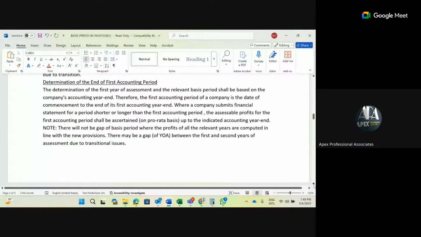Determination of the end of the first accounting period. The determination of the first year of assessment and the relevant basis period shall be based on the company's accounting year end. I hope this has clarified the question of Mr. Raphael.